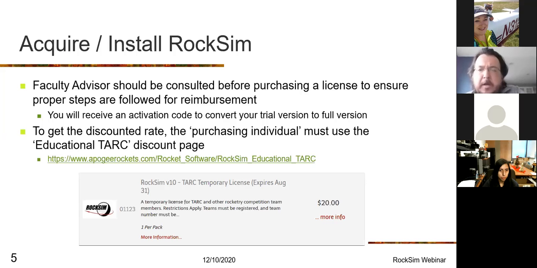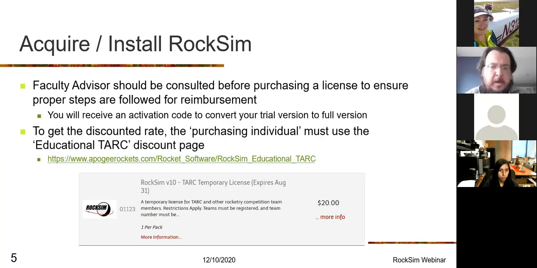Apogee Rockets has a lot of different licenses for a lot of different versions of Roxim. So make sure you're on the Roxim educational TARC page. You can see there's a screenshot there. It's a $20 license. It's a temporary license. It'll expire on August 31st of next year.